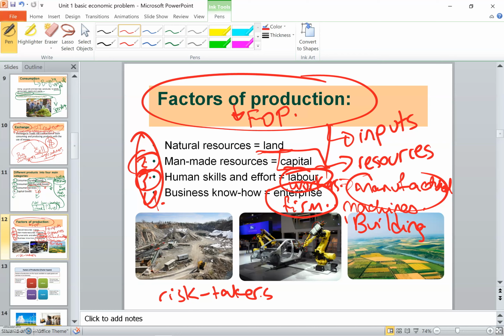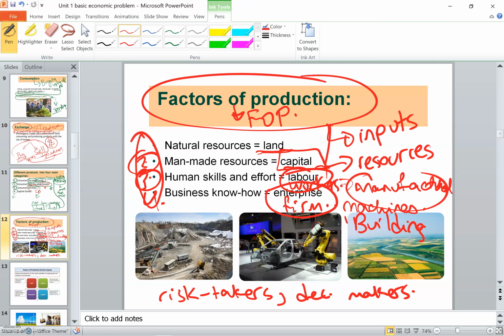Okay, they are the ones, so I can call them risk takers or I can call them decision makers. They are the ones that decide what, how, and for whom to produce. What should the price of the product be? Where shall they open the business, and so on.